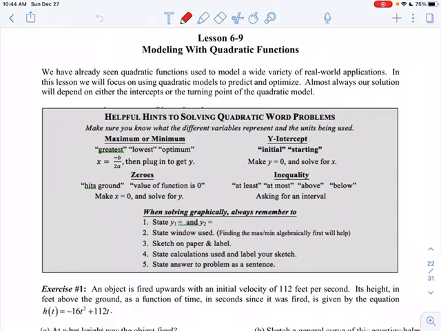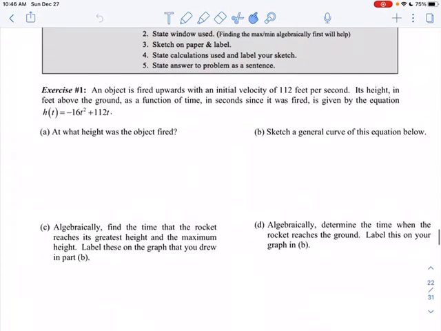When you're solving graphically, you're going to use your calculator, of course, and put your equations into y1 and y2. You're going to have to figure out the window, so we'll talk about the window in some of the problems that we're doing. Then you just sketch it on paper and label. You can write down any calculations that you use, label your sketch, and state your answer to the problem as a sentence.